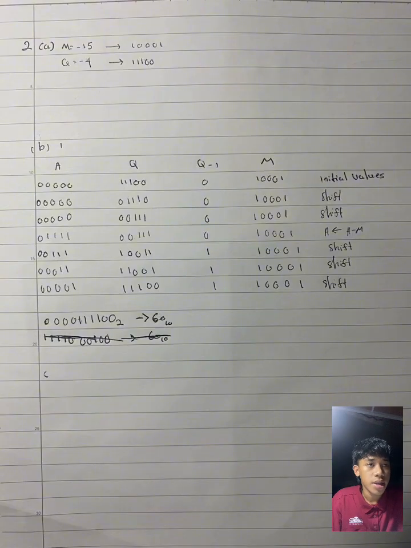And then the final result is AQ concatenated. So the answer is 0, 0, 0, 0, 1, 1, 1, 1, 0, 0 in binary, which equals positive 60. So in the logic here, negative 15 times negative 4, our answer will be positive. So the sign bit is 0, so our answer is verified correct.